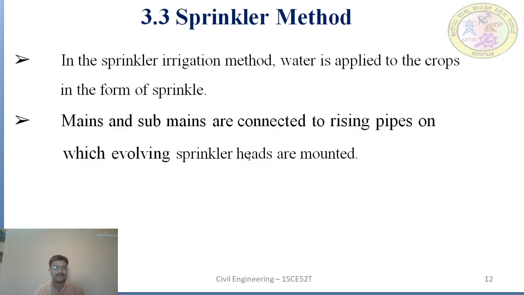Before going to the points, I want to just review. Sprinkle means water is sprayed to the field in the form of a sprinkle, and there is a small technology involved in this system. Now coming to the first point: in the sprinkler irrigation method, water is applied to the crops in the form of a sprinkle. That's what I told you. How is the water applied? Water is applied to the crops in the form of a sprinkler system.